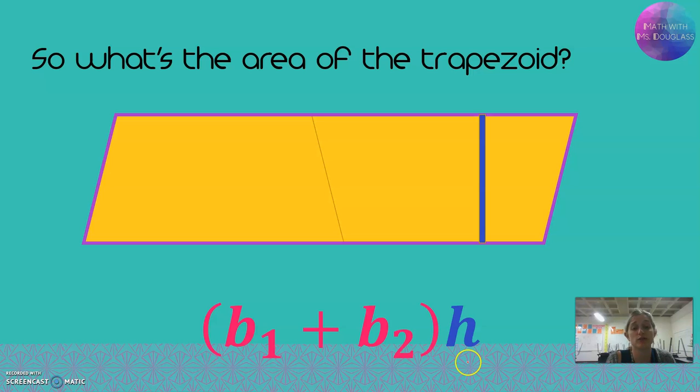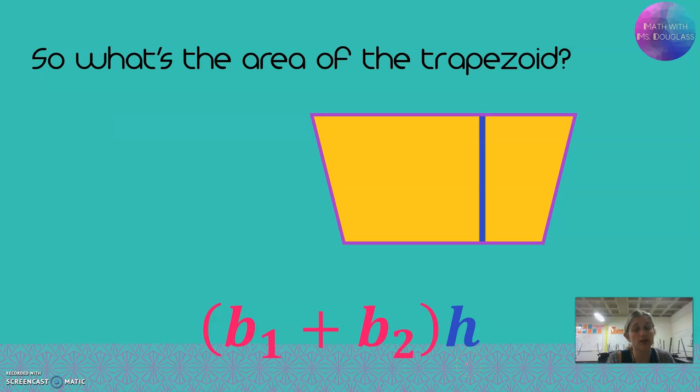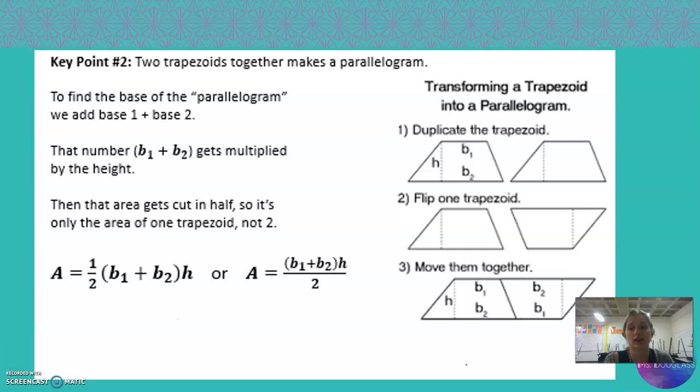So how do you find the area of just the trapezoid? Well, you get rid of the second one, and you just have that. So adding their bases together was because we had two trapezoids. So when we take it back down to just one, we're going to cut that answer in half. So half of the two bases added together times the height is the area of just that one trapezoid.